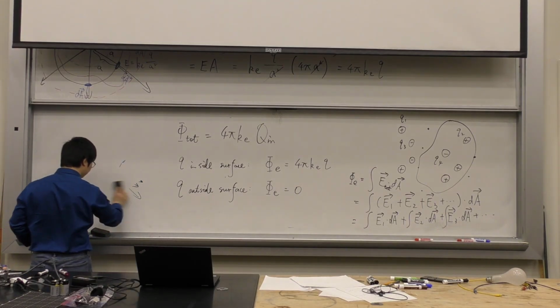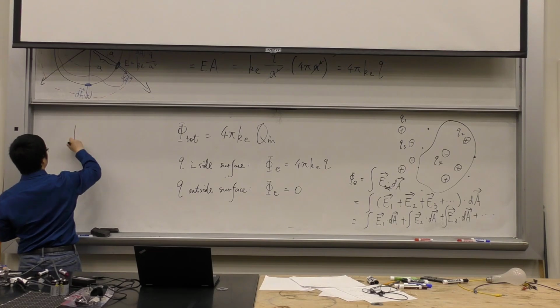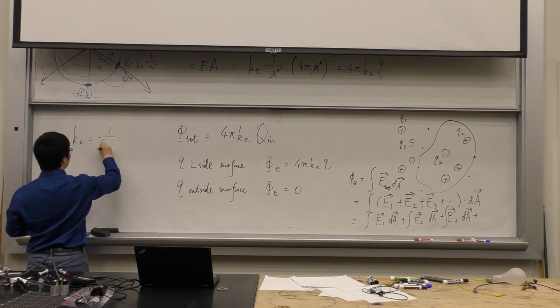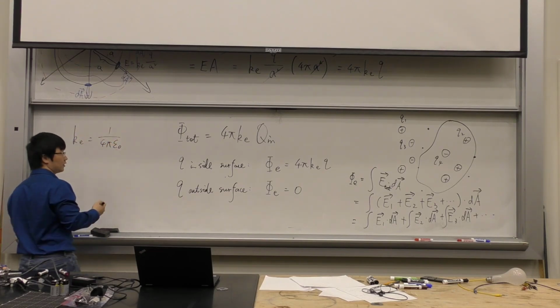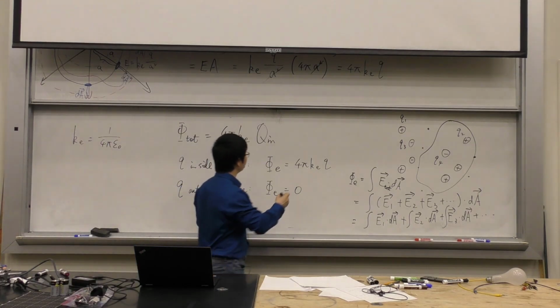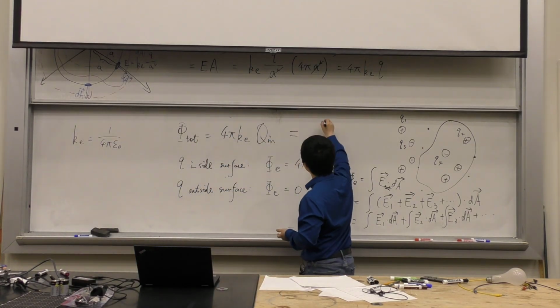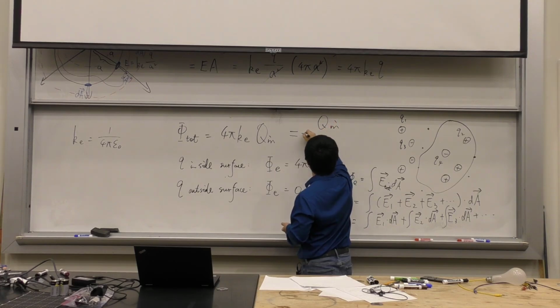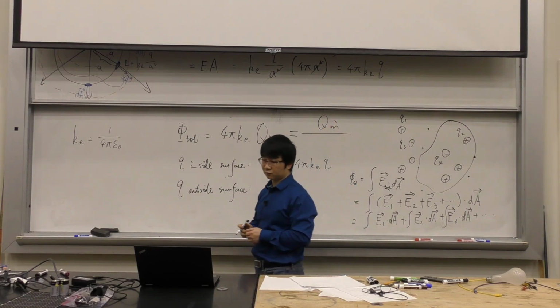And then if you remember that there's a relation between this Ke and this epsilon naught, right? Ke equals 1 over 4 pi epsilon naught. So using that conclusion, you can actually write this equation in a nicer way. So as physicists, we always want to write equations in a nicer way.